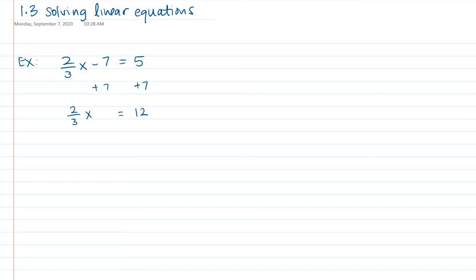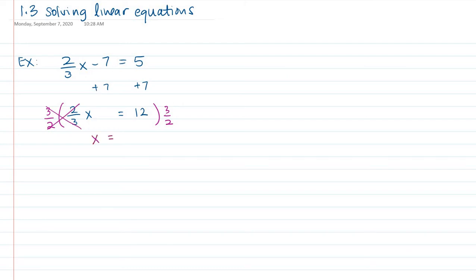Now I need to isolate the x, so I could do this in 2 steps by multiplying by 3 on both sides and then dividing by 2, or I can do it in 1 step by multiplying by the reciprocal. So I'm going to multiply by 3 over 2 on both sides. That cancels out the fraction on the left to just give me x.